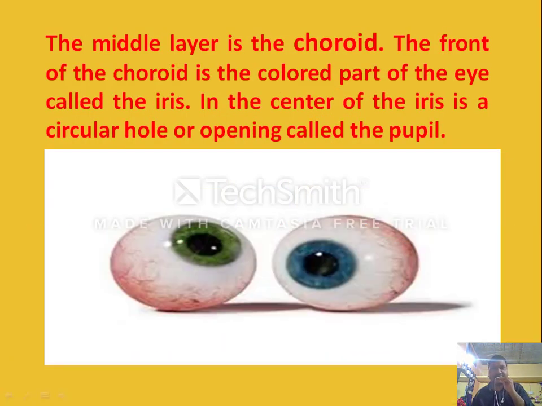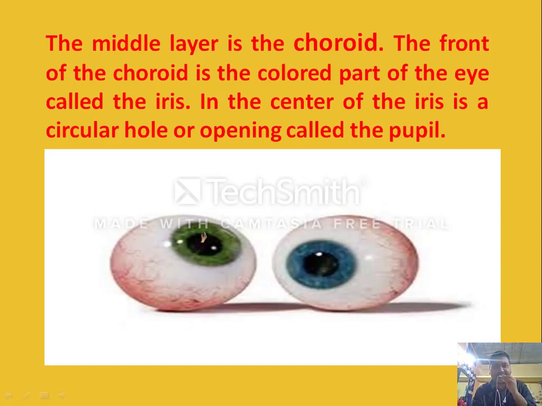The middle layer is the choroid. The front of the choroid is the colored part of the eye called iris. When you look at someone's eyes, you will find some color in the eye. This color of the eye is nothing but the iris. It is a circular diaphragm. In this case, the color is blue and green.